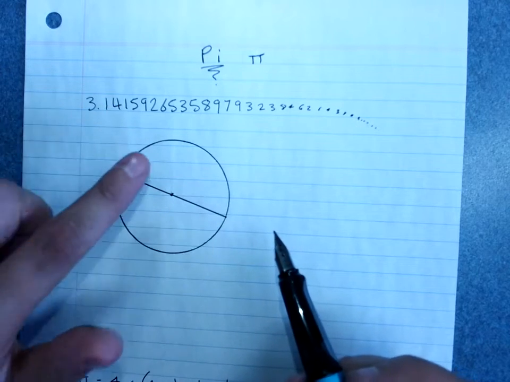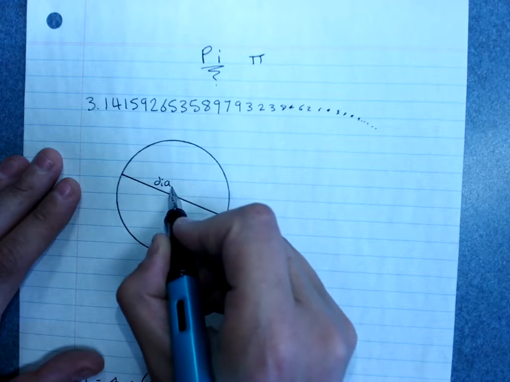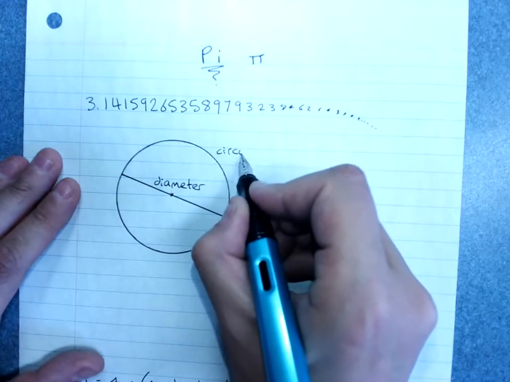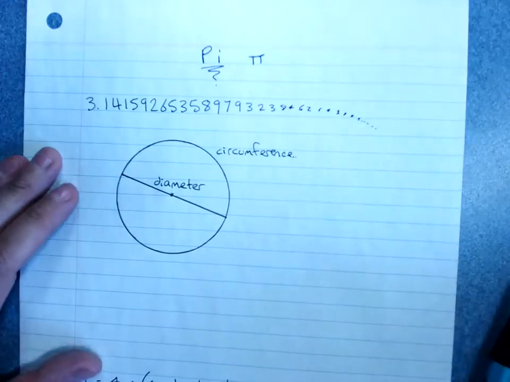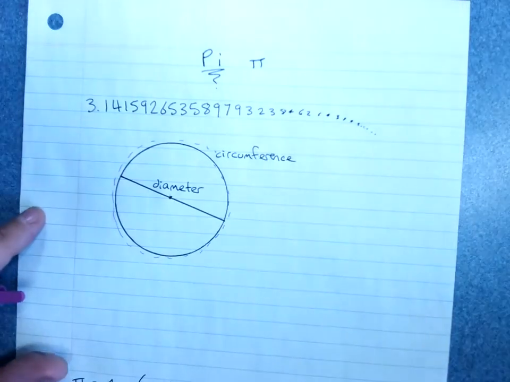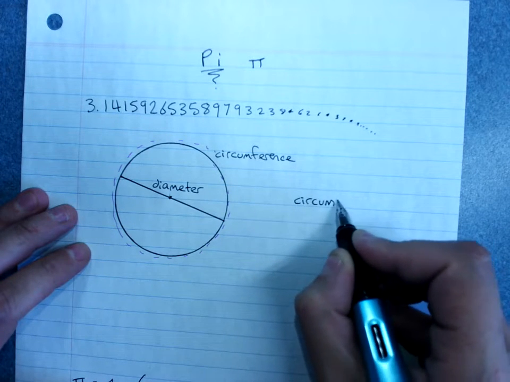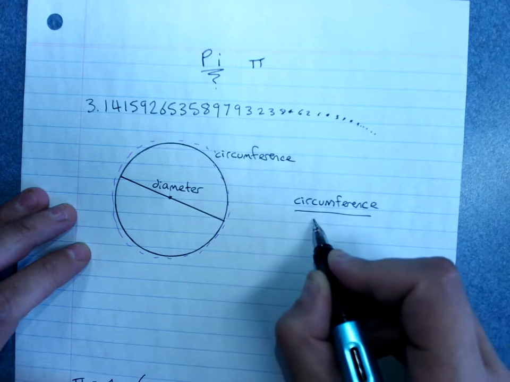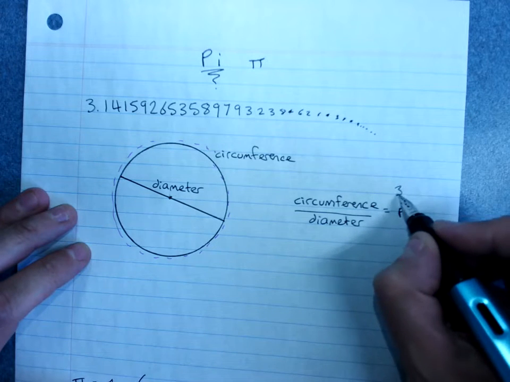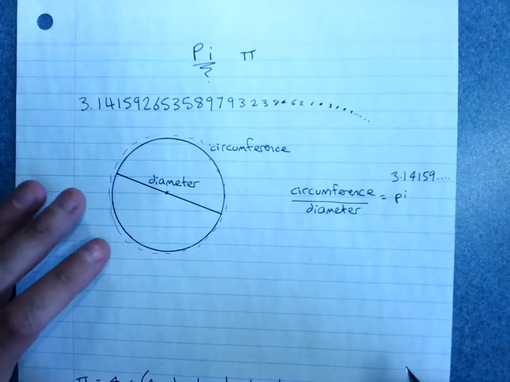If you draw any circle and measure its diameter, the distance across the middle through the center from here to here, and its circumference, which is the distance all around the outside of the circle, and you divide those out, circumference divided by the diameter, you will get pi, 3.1415926 for every single circle ever in the world.